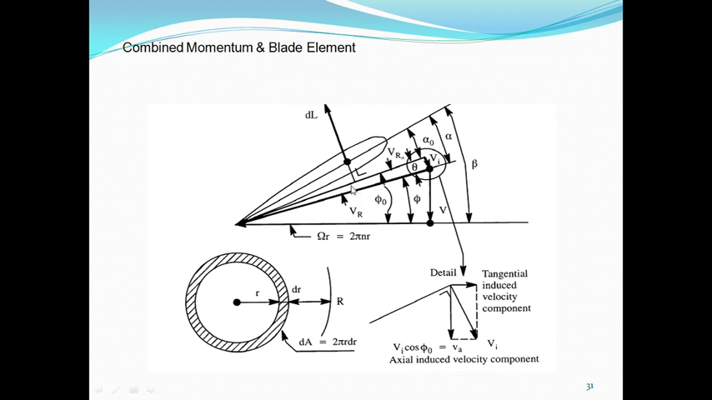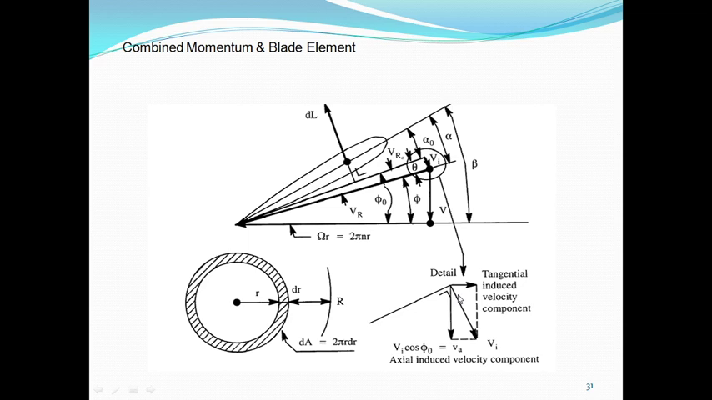In the earlier class, we saw this is the resultant velocity, Vr. But now, when we consider the Vi, Vr naught is the resultant velocity. This is the only change. Let's look at the zoomed part here.